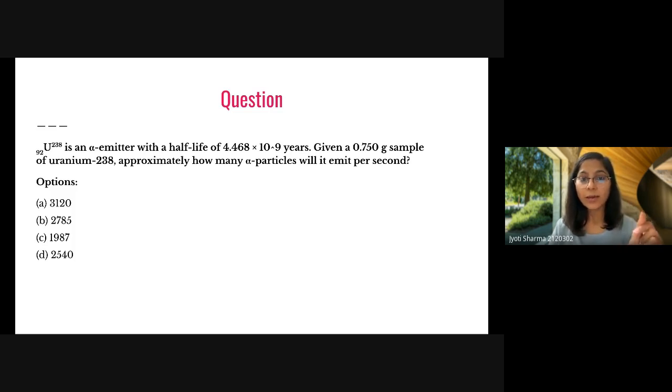Okay, so what you have to estimate is the number of atoms that we have. Based on that we can calculate the alpha particles it will emit per second, right? And if you see here, the half life is in years, and we need per second. So first you have to change this year to second.